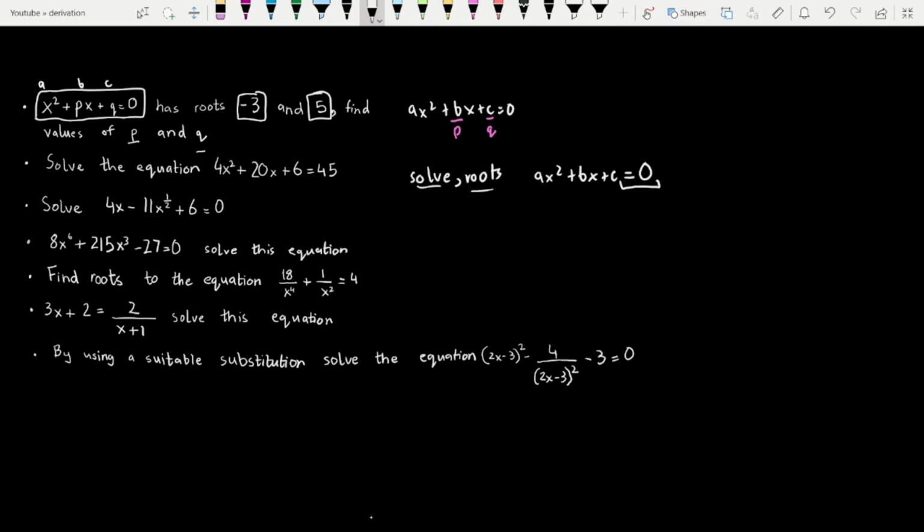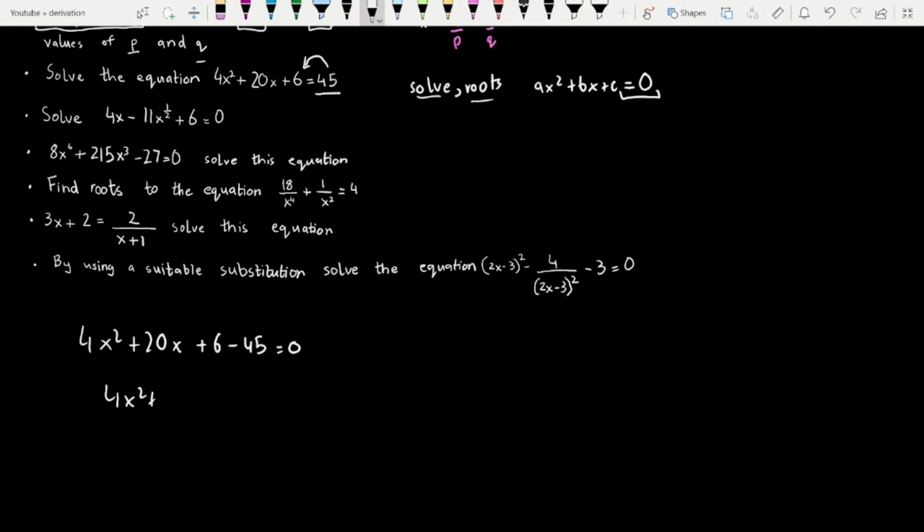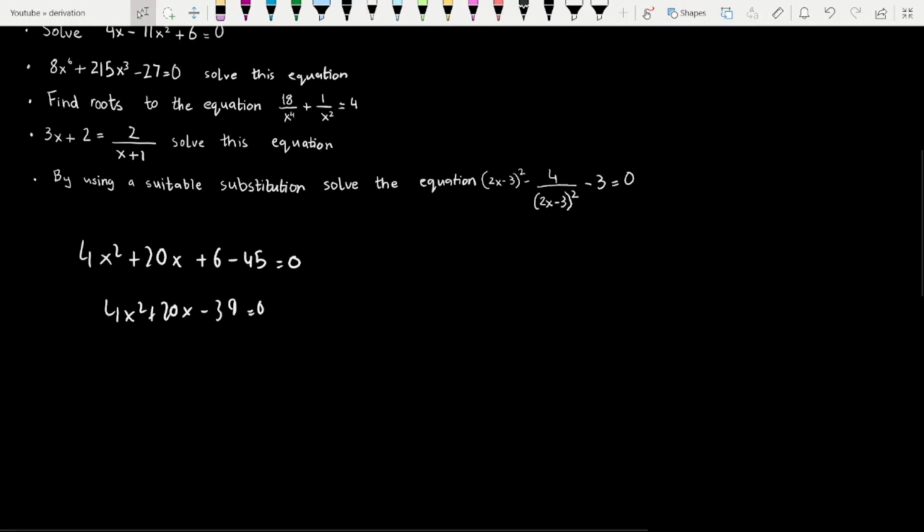We can clearly see this is not equal to 0, this is equal to 45. So how do we get a 0 on this side of the equation? Well, we send 45 to the other side. So it's just going to be 4x squared plus 20x plus 6 minus 45 equals 0. This is going to simplify to minus 39, and then you can solve this. This is now in the form ax squared plus bx plus c equals 0.